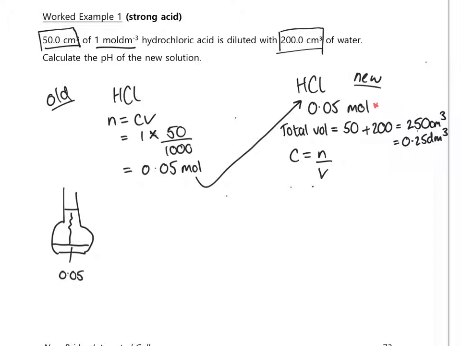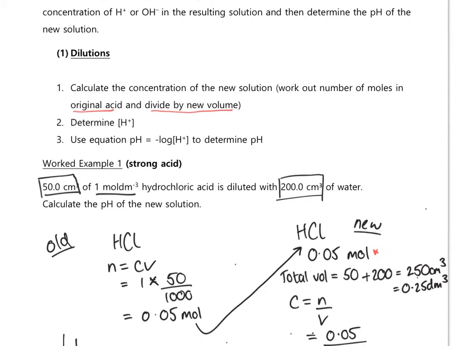So now I'm ready to put that straight into my equation. So the number of moles is 0.05, the volume is 0.25, and so the concentration is 0.2 moles per decimetre cubed. So now I've got the concentration of my new solution of acid.